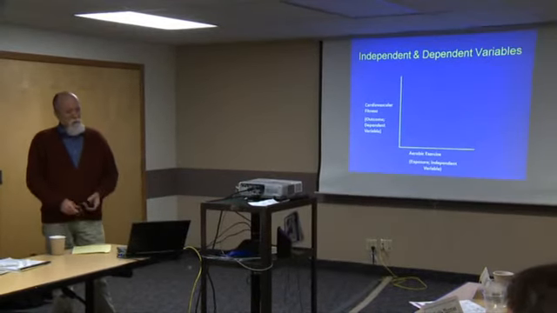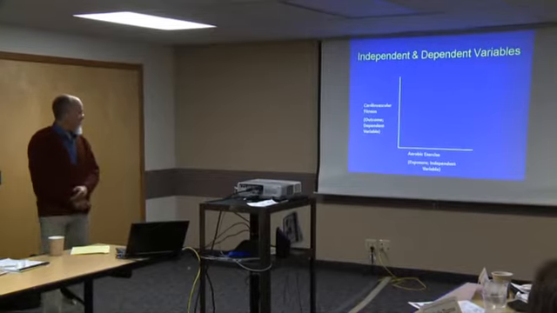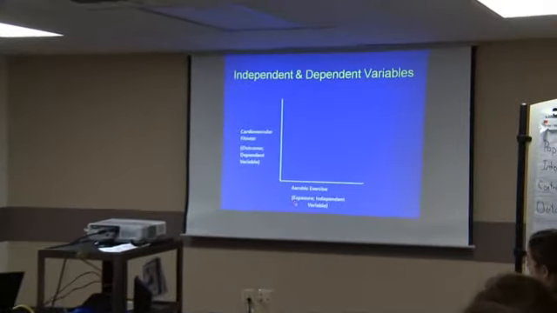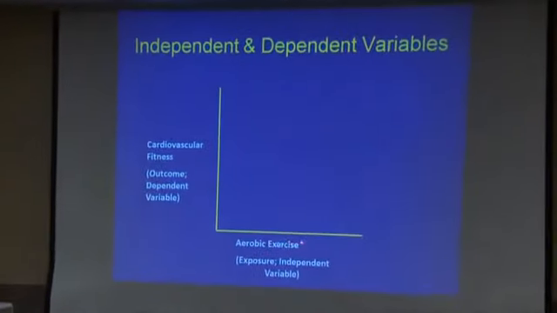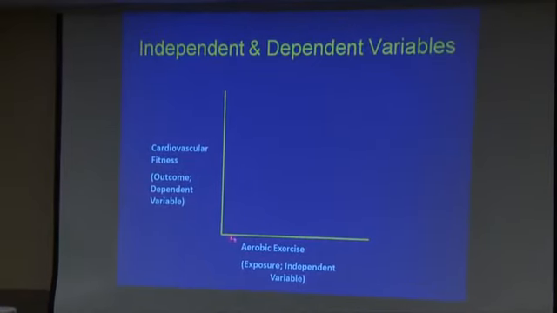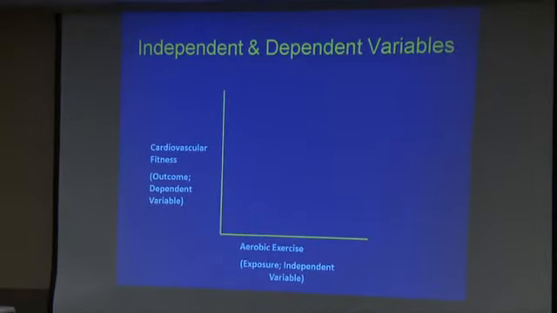Here's a different example. Again, we have an exposure or an independent variable. In this case, we're looking at aerobic exercise. So someone whose average aerobic exercise is down on this side of the line would be doing less aerobic exercise than someone whose average aerobic exercise is on that side. The outcome, or the dependent variable, is cardiovascular fitness. So similarly, someone down here has a lower level of cardiovascular fitness than someone up here.